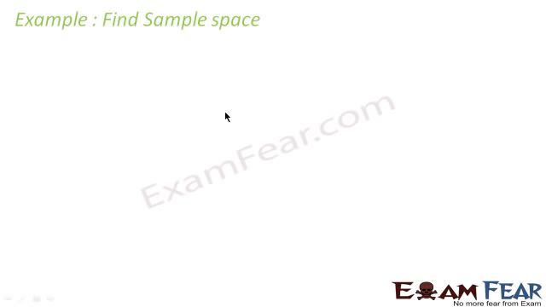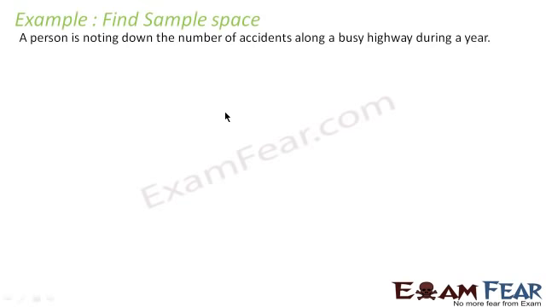Let's take one more example, it's a little tricky. A person is noting down the number of accidents that happen during a year on a busy highway. Give me the sample space. As we know, in a given year, 0 accidents may happen, or 1, or 2, or infinite accidents may happen. You never know, if a tsunami comes, there may be infinite accidents. So the sample space is 0 to infinity. That's the basic concept of sample space. Any possible outcome is in the sample space.